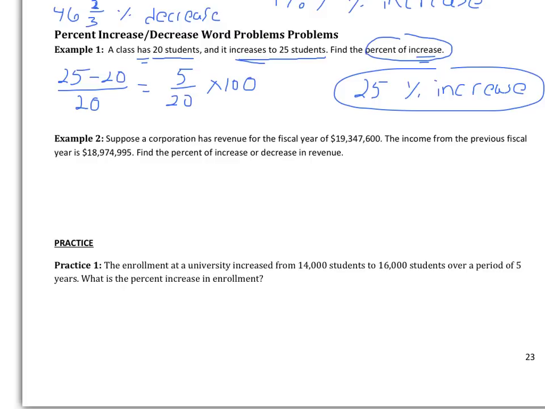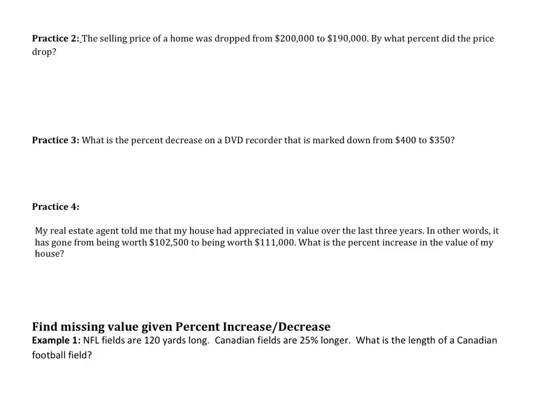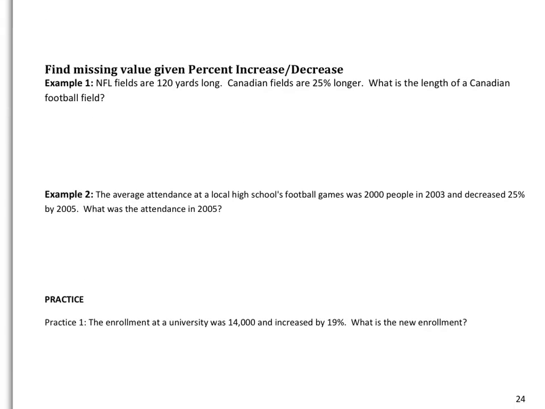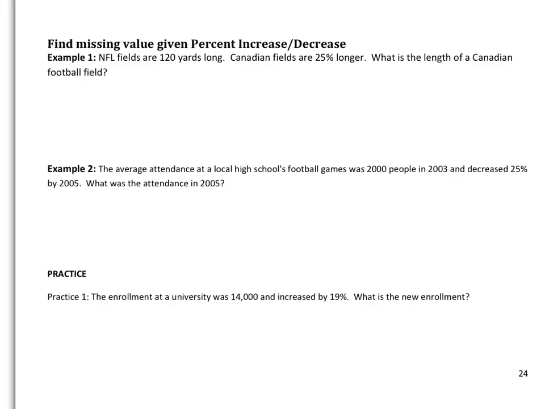Alright, I think we'll do example 2 in class, so let's go on to the next page. And let's start down here. These practice ones we'll do in class. I just want to cover the essentials here. So this next part is find missing value given percent increase or decrease. Okay, so instead of having two numbers given to us and we have to find the percent, now we have one number and a percent given to us, the increase or decrease, and we have to find the other number. Okay.